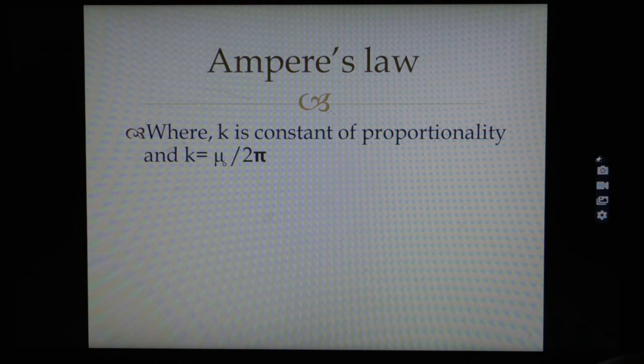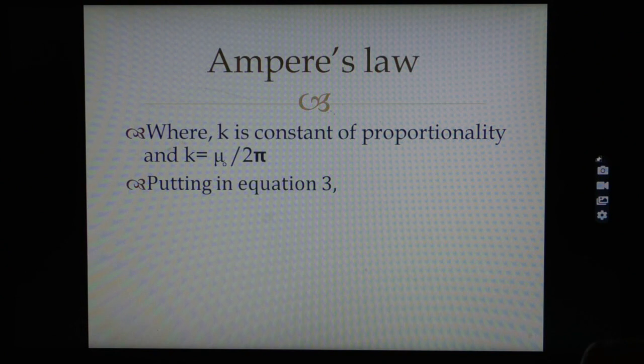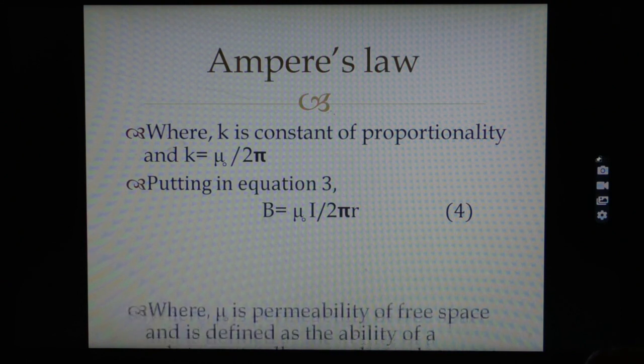In this equation, K is a constant of proportionality, and it is equal to mu naught over 2 pi, where mu naught is the permeability of free space, and pi is for the circular path. So when we put this value of K in equation number 2, we get B is equal to mu naught I over 2 pi r. After putting the value in equation number 3 and making some adjustments, we get equation number 4.